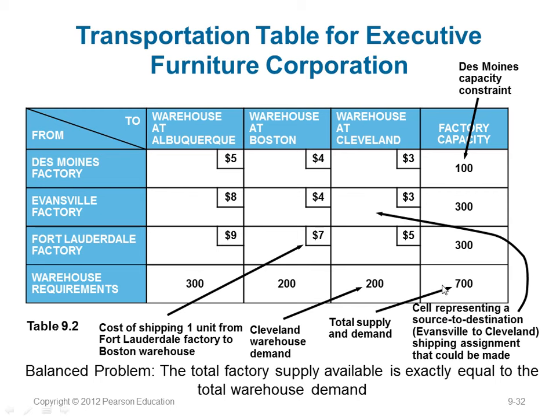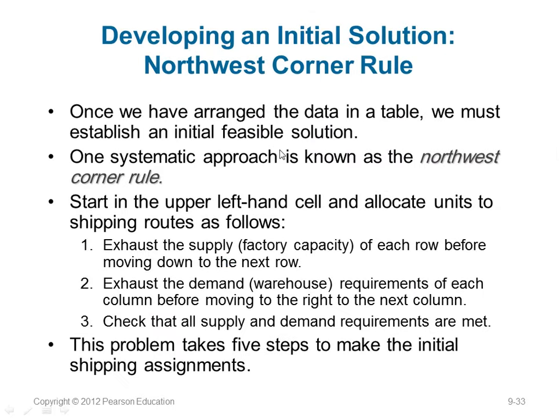This cell, 700, is the total. If you add them, 300 plus 600 plus 100, 100 plus 300 plus 300, which is 700. 300 plus 200 plus 200 is also 700. Remember, the supply and the demand, if you sum them up, should be equal. If not, we need to do something else. If the supply and the demand are equal, it's called a balanced problem. If not, it's called an unbalanced problem.